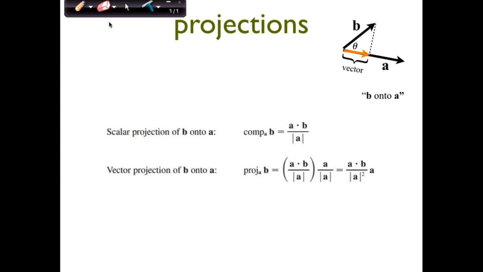Oh, so the scalar projection often has this notation: comp, meaning the component of B onto A. And that's the scalar projection. Vector projection, proj, is the projection of B onto A. And these should be exactly the formulas we came up with.